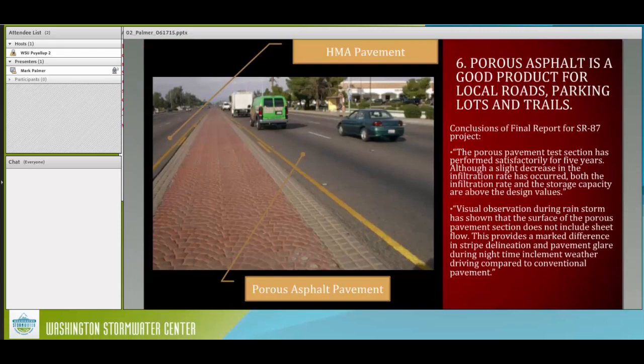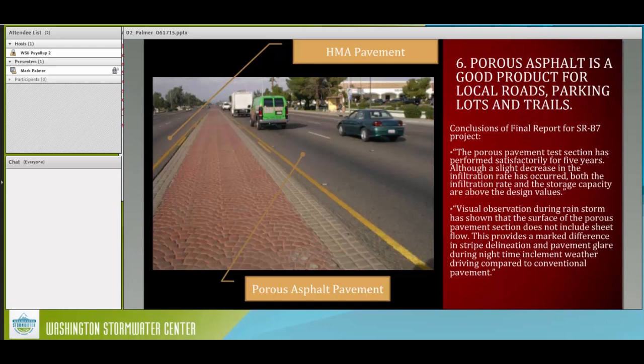One of the things is that porous asphalt's always been considered a good use for parking lots and low volume uses. However, porous asphalt has been used in high volume roads, as shown in the example here from a road in Arizona, SR 87. The pavement on the left is regular HMA pavement. The right is porous asphalt pavement. You notice there's not a lot of visual difference, but it is a porous pavement.